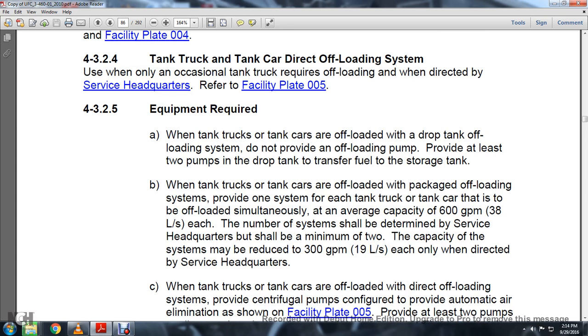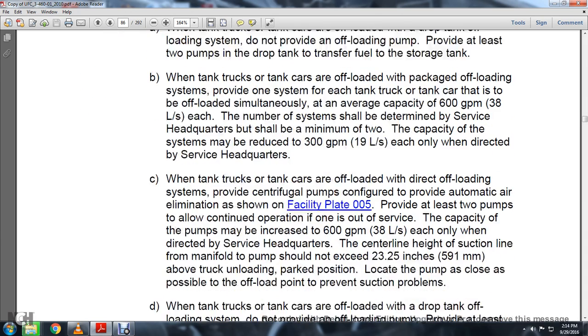When tanker trucks and tanker cars are offloaded with the package offloading system, provide one system for each tank truck and tanker car to be offloaded simultaneously, with an average capacity of 600 gallons per minute. The number of systems should be determined by the service headquarters, but should be a minimum of 2. The capacity of the system may be reduced to 300 gallons per minute, each, when directed by the service headquarters.